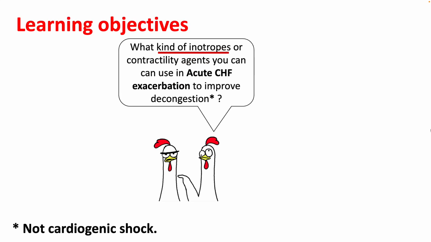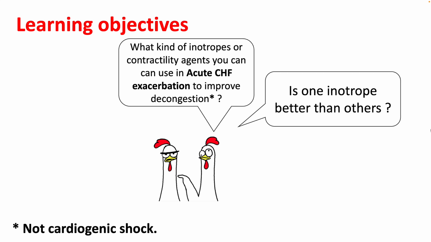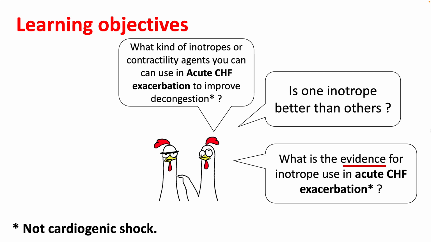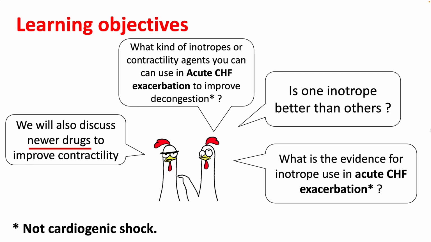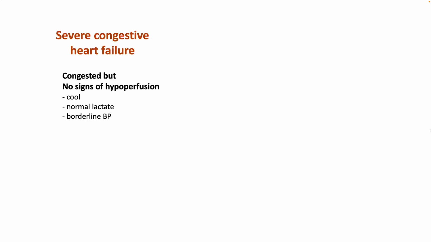In this lecture, we'll understand what kind of inotropes or contractility agents you can use in acute congestive heart failure to improve decongestion, and see if one is better than the other and look at the evidence for their use. We'll also discuss some newer drugs to improve contractility.